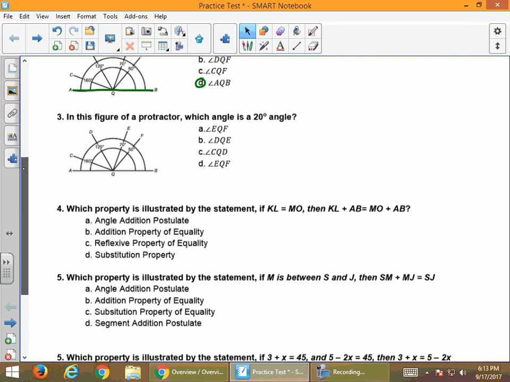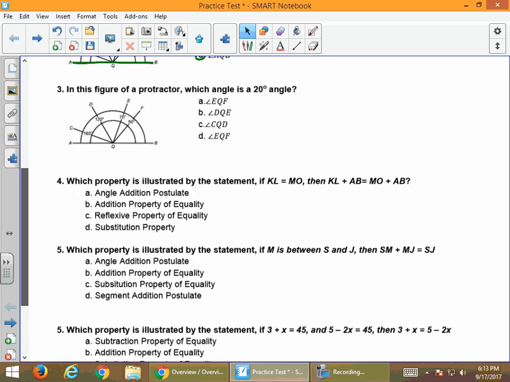Okay, question number 3. In the figure of the protractor, which angle is a 20-degree angle? So, nice thing about the protractor is it's showing you the number of degrees open. So as I look at BQF here, this is 50 degrees. And then as I look at BQE, that one is 70 degrees. And if I wanted to look at BQD, this one right here, that's 120. And BQC, this one here, is 160. And then BQA would be 180.